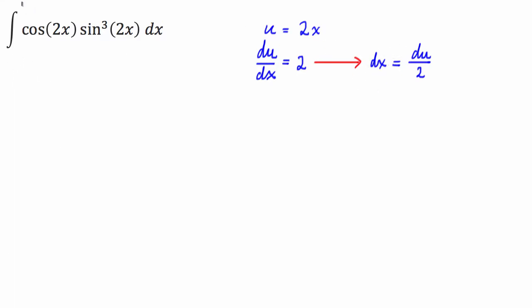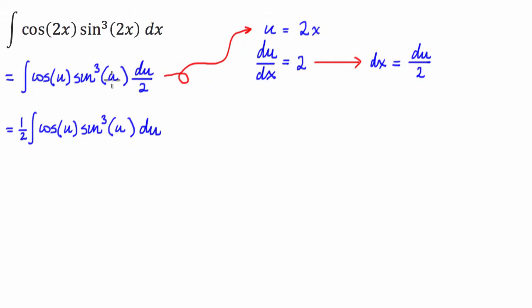So what this means, guys, is we haven't taken the integral yet, so this is going to be equal to the integral of cos of u sine cubed of u times du on 2. Now what I can do is take the half, or the du on 2, I can take the on 2 component of that out the front of the integral because this is a constant.